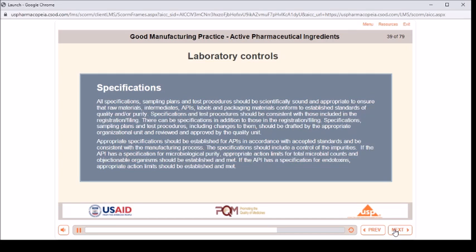If the API has a specification for microbiological purity, appropriate action limits for total microbial counts and objectionable organisms should be established and met. If the API has a specification for endotoxins, appropriate action limits should be established and met.